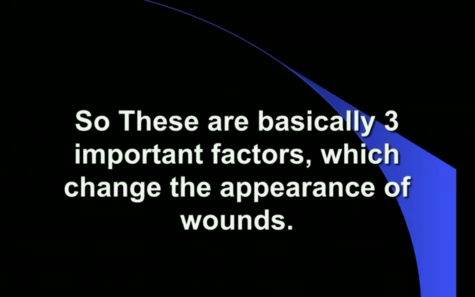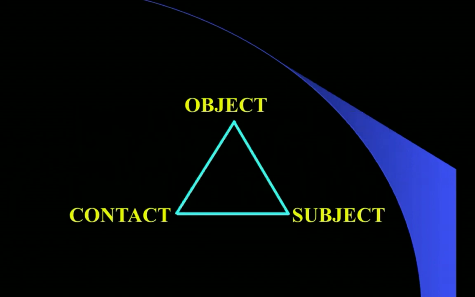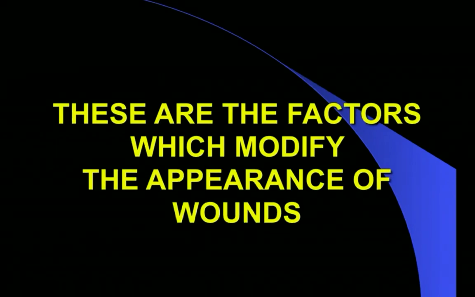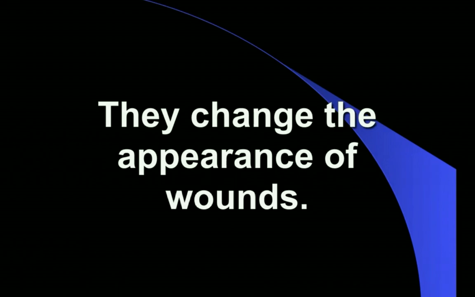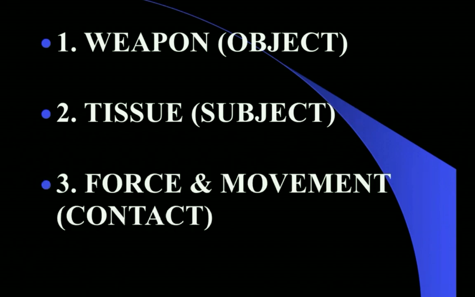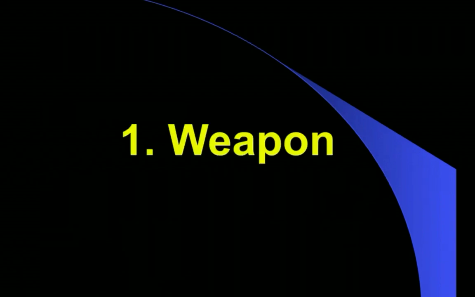So these are the important factors which change the appearance of the wound: the object, the subject, and the contact. They are the most important factors which modify the appearance of the wounds. The weapon, the object, the subject or the tissue, and the force and movement, that is the contact. So we will discuss the weapon first in this lecture.